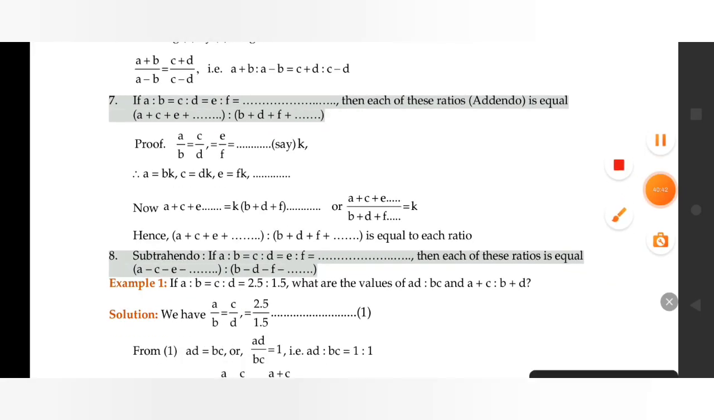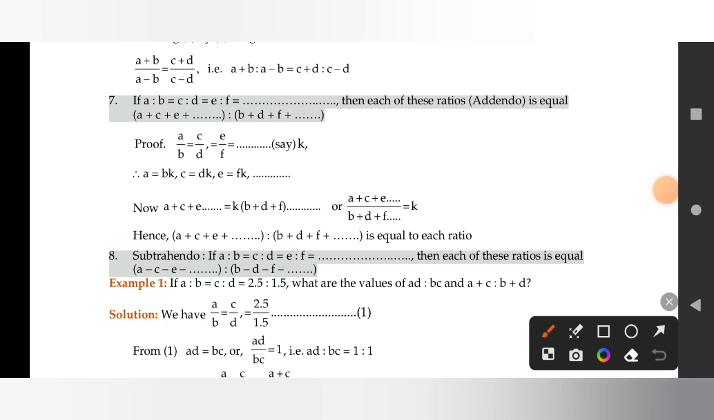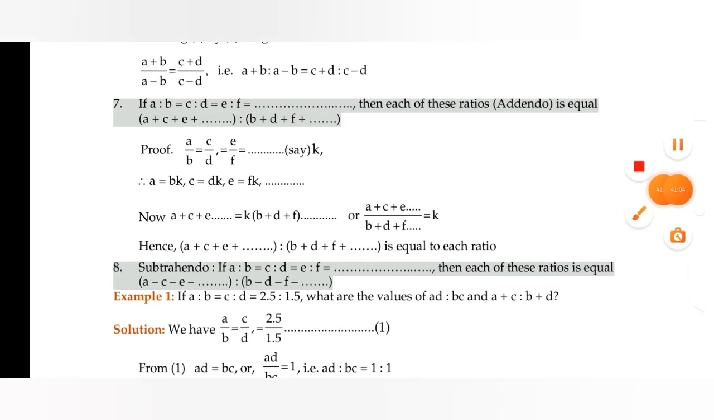Next property is addendo. If A is to B equals C is to D equals E is to F and so on, then each of these ratios is equal to A plus C plus E is to B plus D plus F, etc. Proof. Let's see the proof.